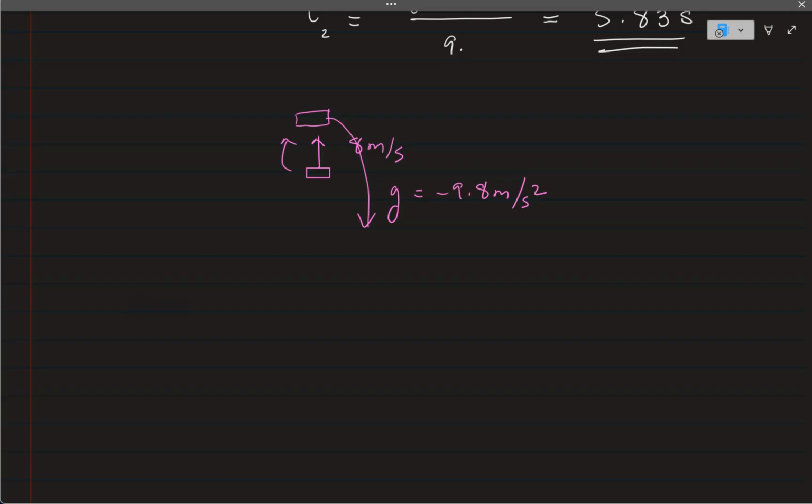Okay, so it could go from 120 meters up to 122 meters, we just don't know. But you have to accept that the package is moving up, so the initial velocity is 8 meters per second, just like the ascending velocity of the helicopter.